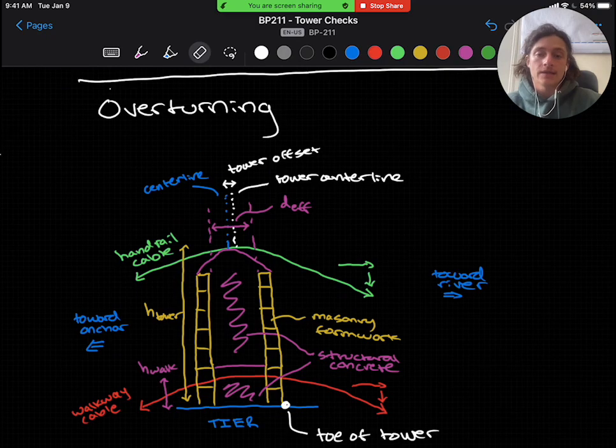I've also added some material properties here, and you can cross-reference this with the tower details in order to get your bearings on what is what. So we have our masonry formwork, our structural concrete. We have the handrail cable, and the location of that handrail cable force is going to be at the center line, and that is going to be offset from the tower center of mass by that tower offset value.